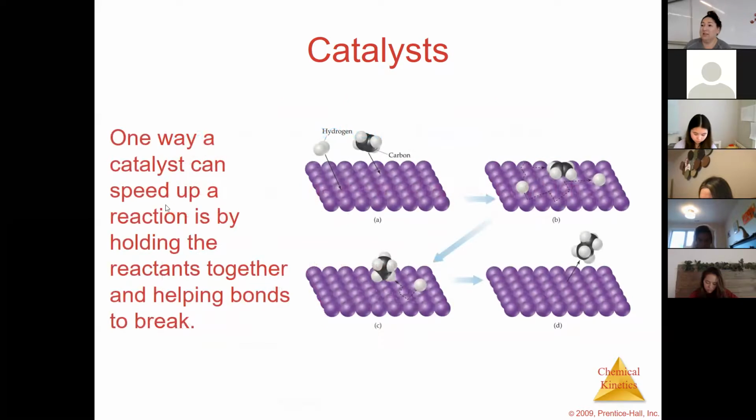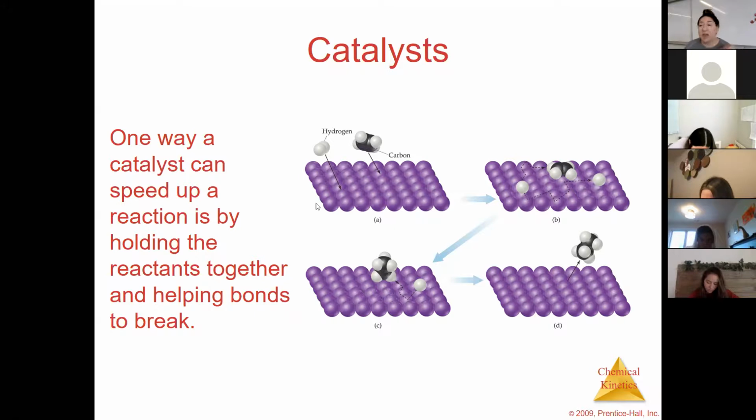So one way a catalyst can speed up a reaction is by holding the reactants together and helping bonds to break. We'll see it on the next one. So this one's like, here are two reactants, hydrogen and some sort of hydrocarbon. This is like your enzyme or your catalyst that holds them in there. That's what platinum and palladium and gold can do. Not the ones in your biology class, this would be more like inorganic or material science kind of stuff. And then they help the reactants find each other and boom, they go off.